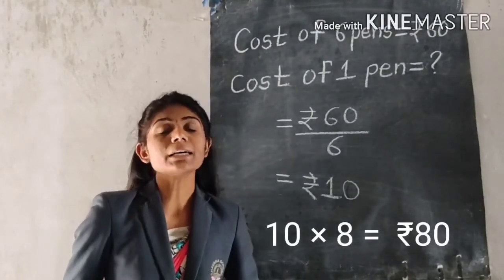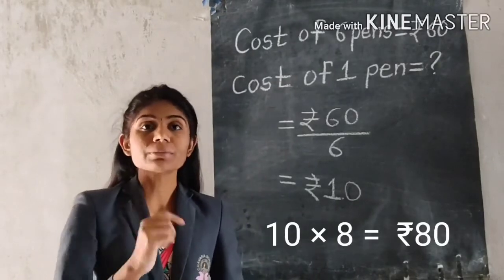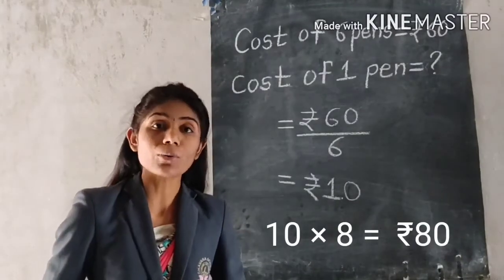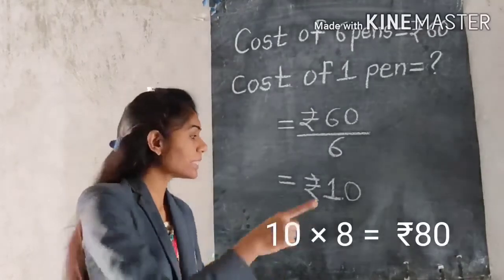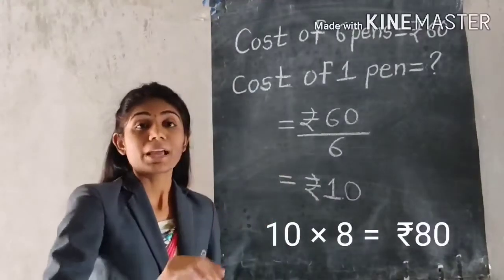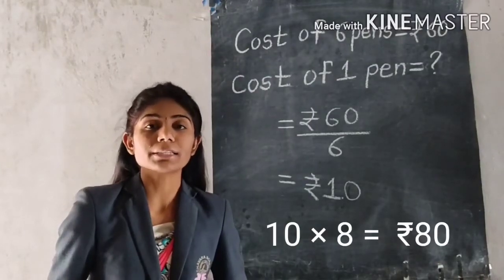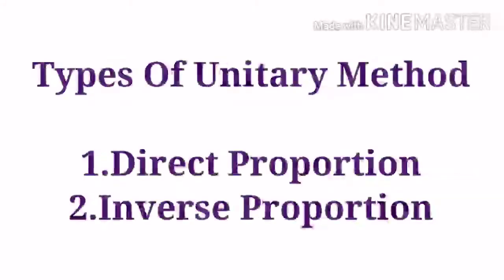So this is the unitary method. First we need to find the value for a single unit or single quantity, as we found here for one pen, and then we can find the value of any number of required quantity. There are two types of unitary method, direct proportion and inverse proportion. Let's see them with examples.